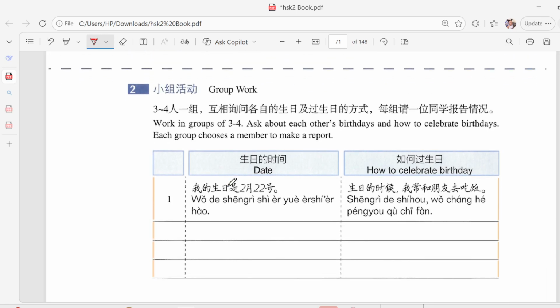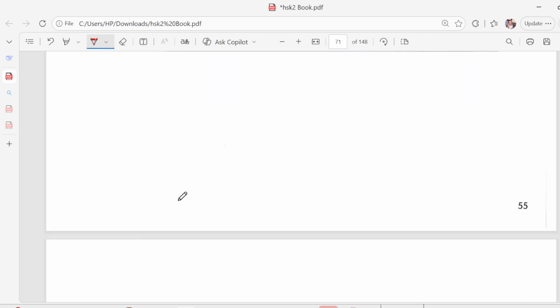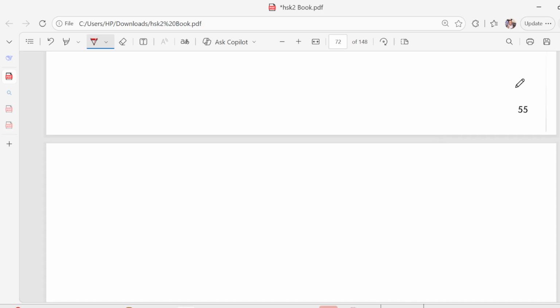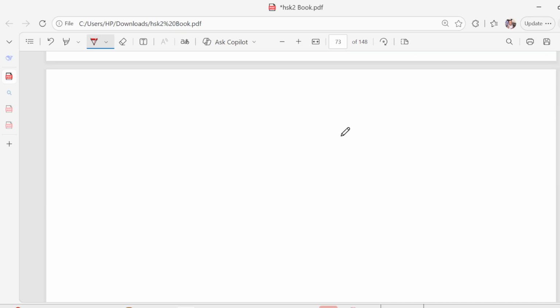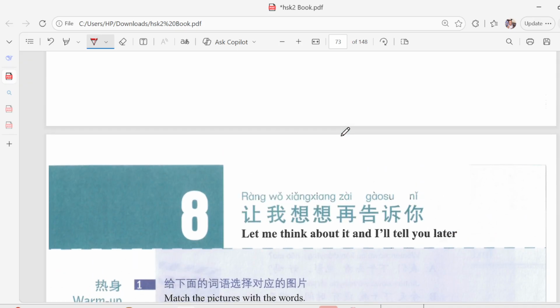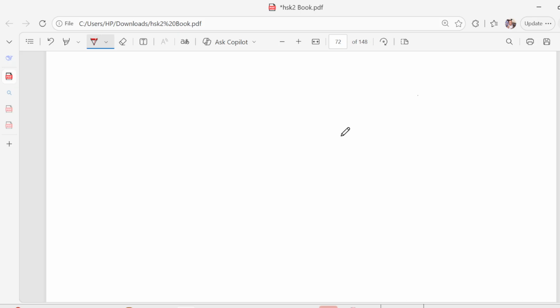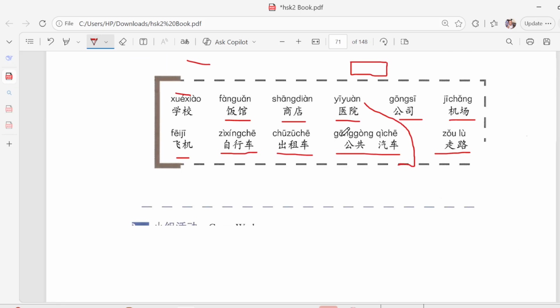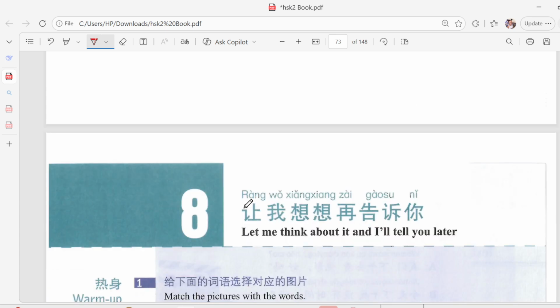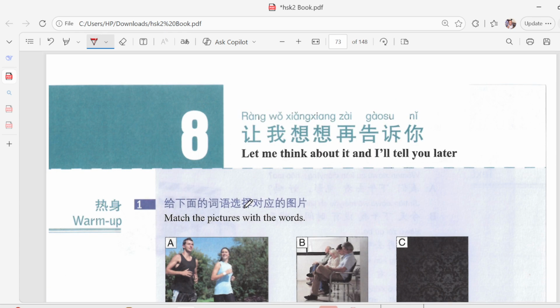So now, there's a lot of exercise here on this chapter. All this is exercise in this book. Here we are now, page 55. If you're using the book, then I would say it's going to be much easier for you. So now we shall be uncovering chapter 8. We are done with chapter 7. So now chapter 8. What are we going to be looking at in our new chapter 8? This is a new thing now. 让我想想. Let me think.